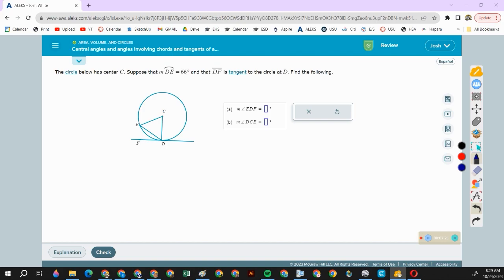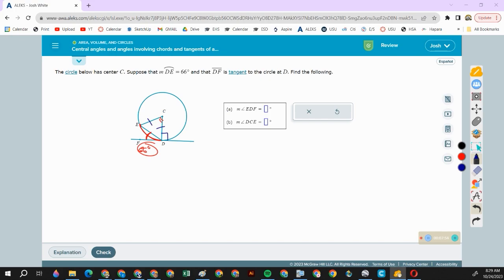All right. So here we have radius, radius, and that's a right angle. Arc DE is 66, so this arc here is 66 degrees. DF is tangent. Find EDF and DCE. So EDF, I want this angle here, and DCE is this angle. Well, DCE is easy. It's just 66.